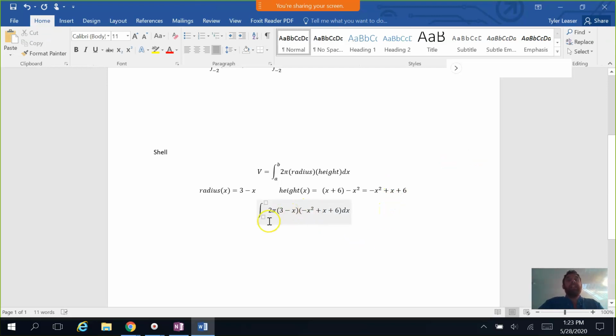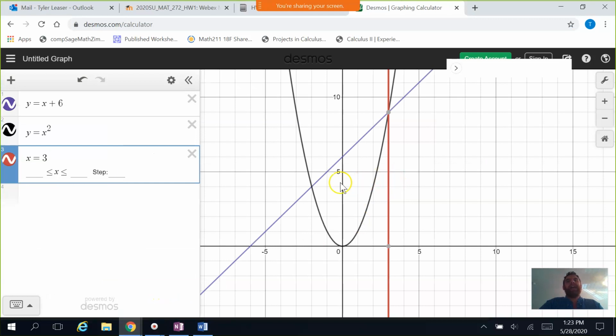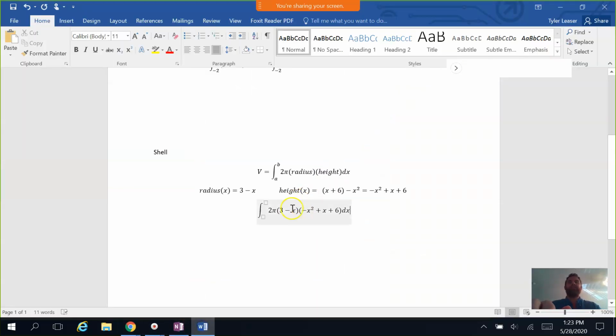All right, the limits are going to be where your slices exist. Our slices are going to exist from this intersection point to this intersection point. So this point right here is at negative 2 on the x-axis. We're going from negative 2 all the way to 3 for all of my vertical slices, everywhere in between the diagonal line and the parabola. So negative 2 to 3 for the limits.